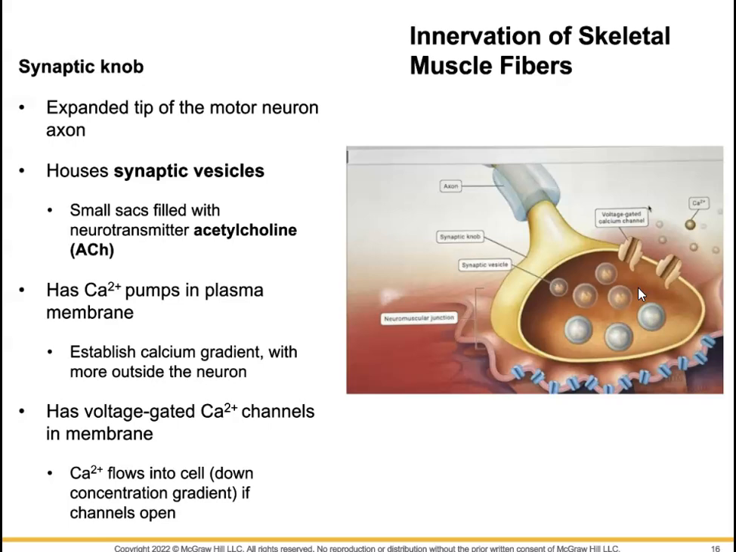And the third component of the synaptic knob are the calcium channels that are also embedded in the cell membrane. Opening of those channels is going to allow calcium to flow down that concentration gradient from where there's more calcium in the interstitial fluid into the synaptic knob where there's less calcium, and that is going to trigger those synaptic vesicles to release acetylcholine into the space, remember, that's your synaptic cleft.